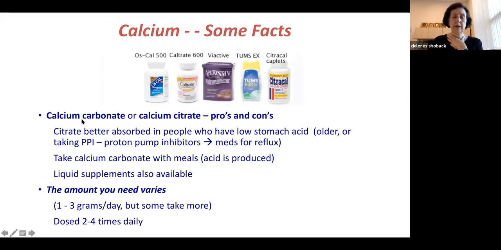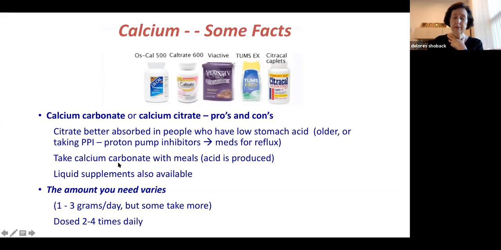Generally, we're talking about calcium carbonate or calcium citrate. What are the pros and cons of one versus the other? Well, the citrate is better absorbed in people who have low stomach acid: older people, anybody taking proton pump inhibitors or medications for reflux where the acid in the stomach is being affected. Citrate is better than carbonate in those situations because it's easier to absorb.